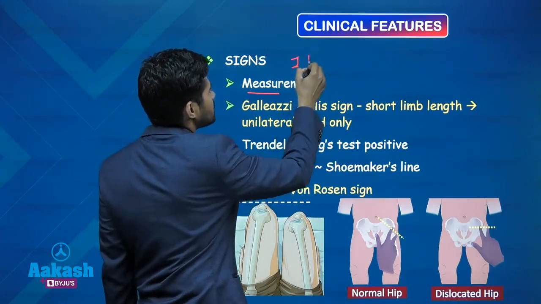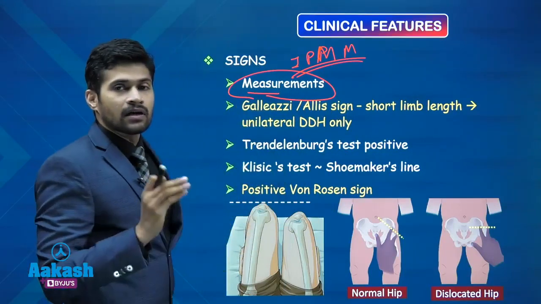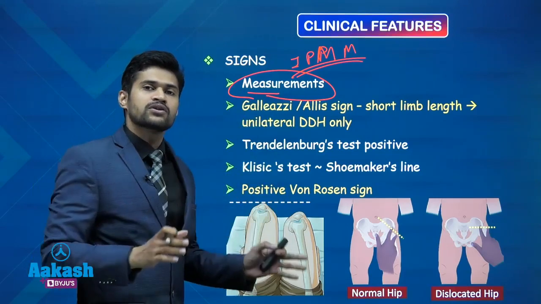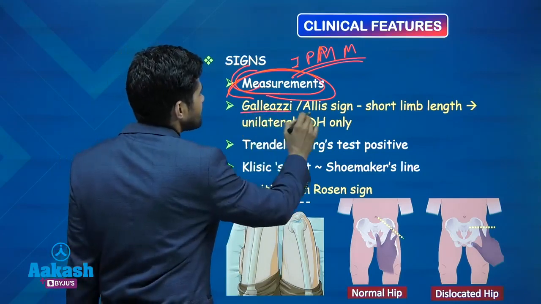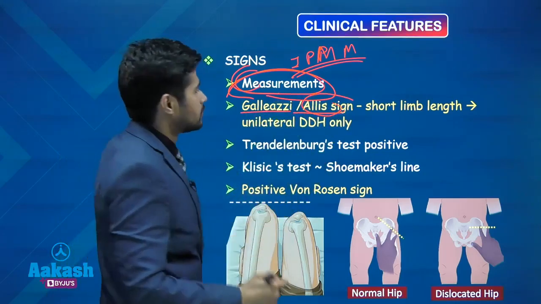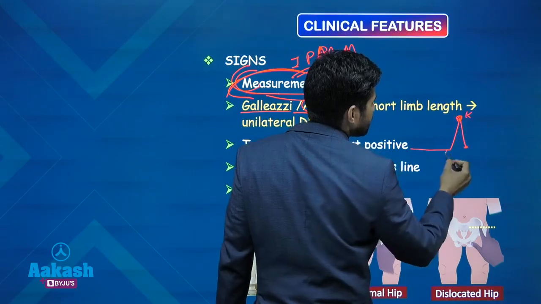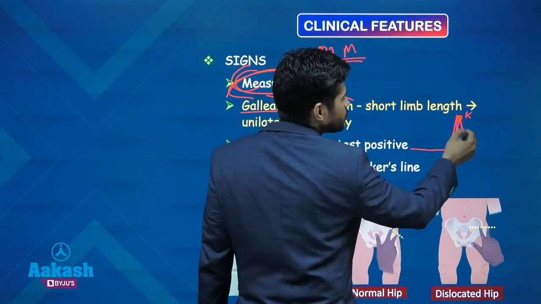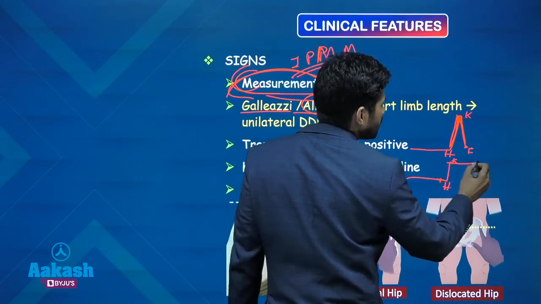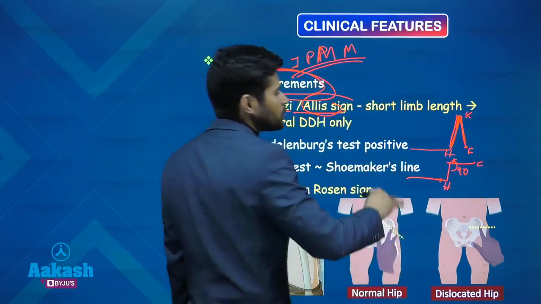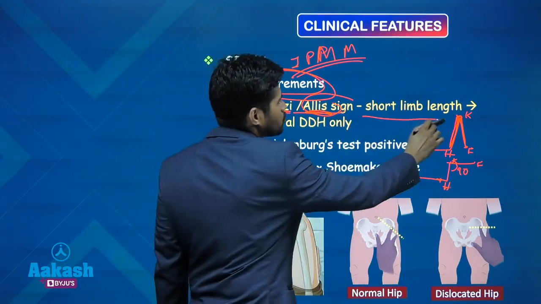Measurement. So we have read inspection, palpation, movement and measurements. What do we see in measurements? We see a short limb. We read in inspection that the limb appears shorter. In measurement, we are actually measuring the shortening of the limb length. So it is about the Galeazzi or Ellis sign. They are basically both the same, whether we perform the test lying down with hip, knee and foot flat, or with the hip and knee at 90 degrees. Whether it is Galeazzi or Ellis sign, it basically tells about the short limb.